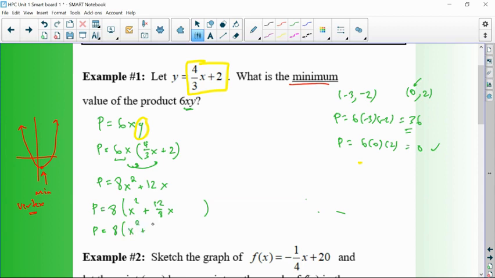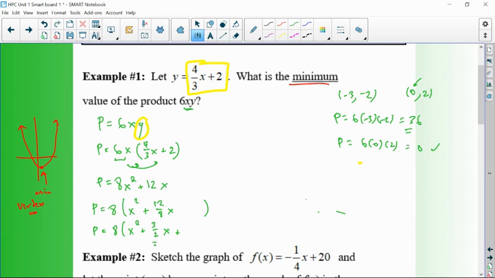x squared plus 3 over 2x, right? And then remember the technique of completing the square. It works as a fraction too. You take half that number and square it. So half of 3 halves is 3/4.